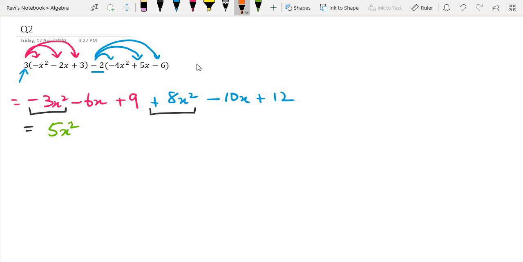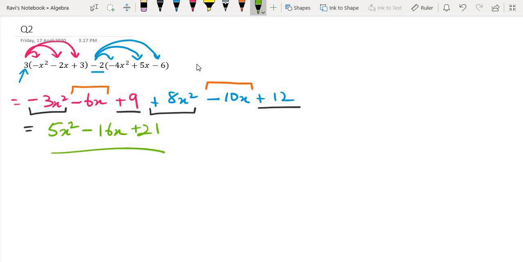Okay, for the x component, we have negative 6 and negative 10. Negative 6 and negative 10 would basically mean negative 16x. And the last step is here, plus 9 and plus 12, which will give me a plus 21. All right, so that is the answer for this question here.